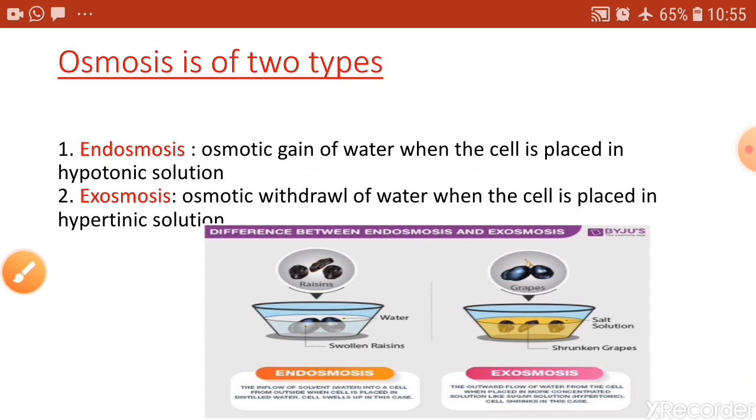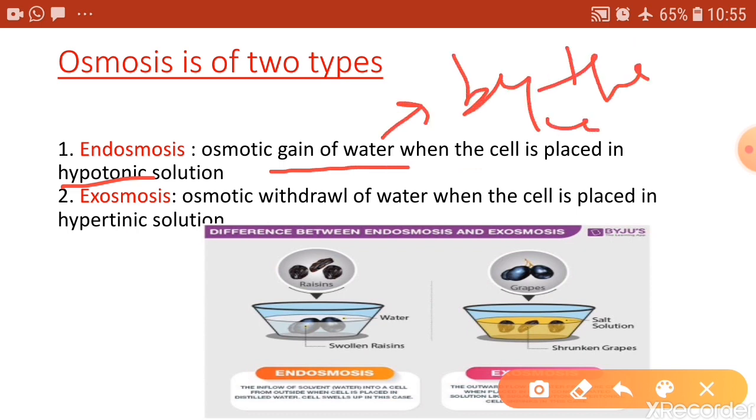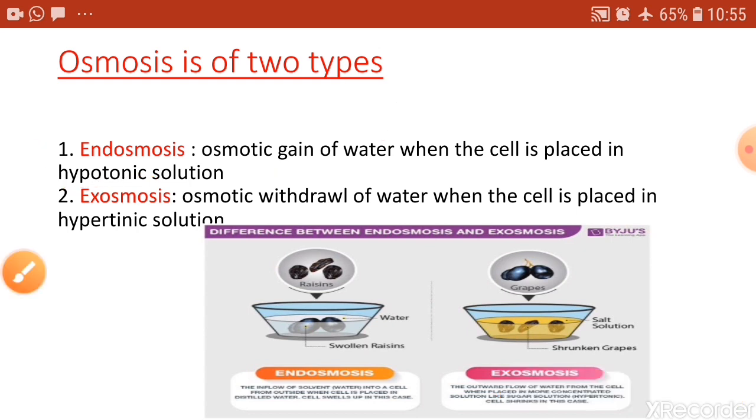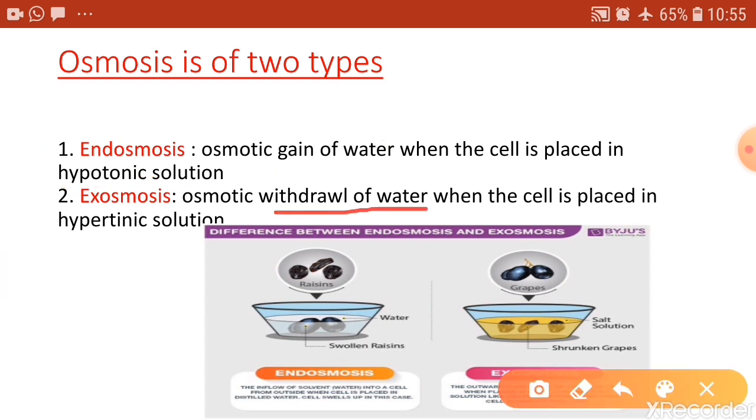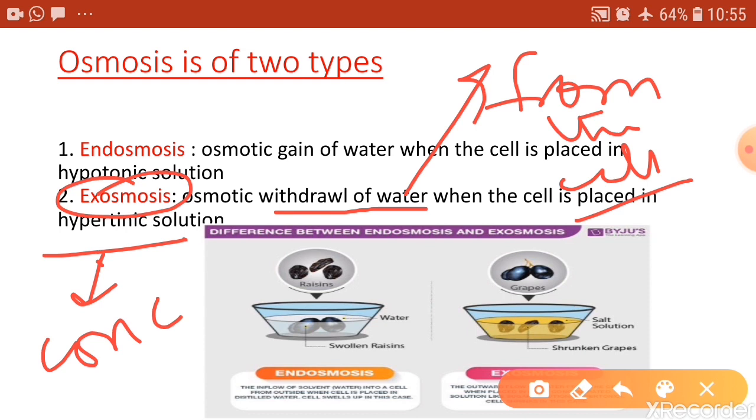So when will a cell gain water? It will gain water when it is placed in a dilute solution. This gain of water by the cell is called endosmosis, whereas exosmosis is the withdrawal of water from the cell. This occurs when the cell or the tissue is placed in a concentrated solution. When you place it in a concentrated solution, the cells are going to lose water.